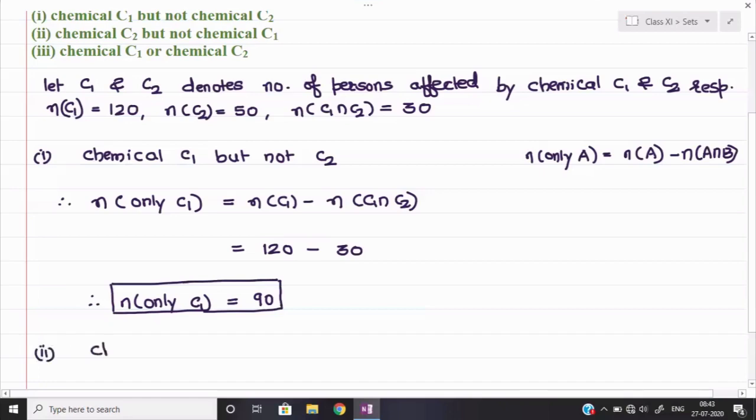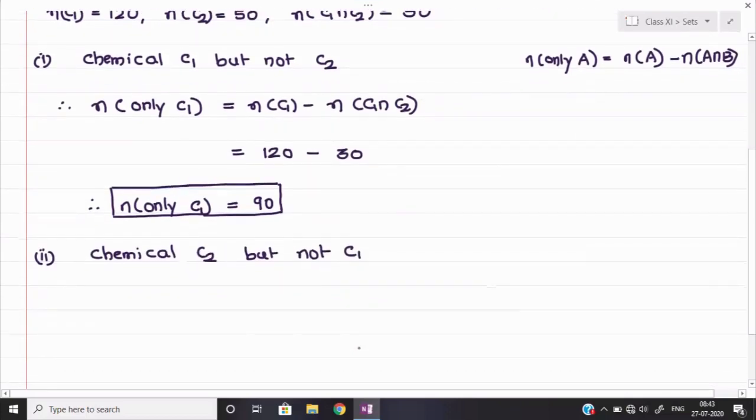They are asking for chemical C2 but not C1. Okay, so in that case what can we say, what do they want here? Only C2. So we shall write N of only C2 is equal to N of C2 minus N of C1 intersection C2.